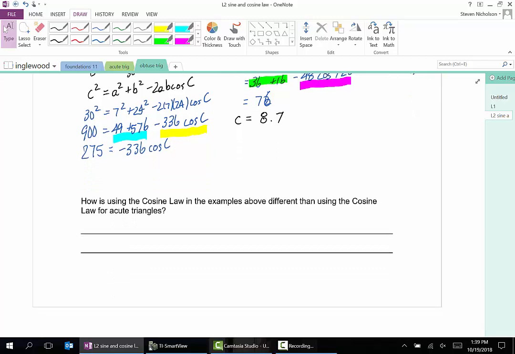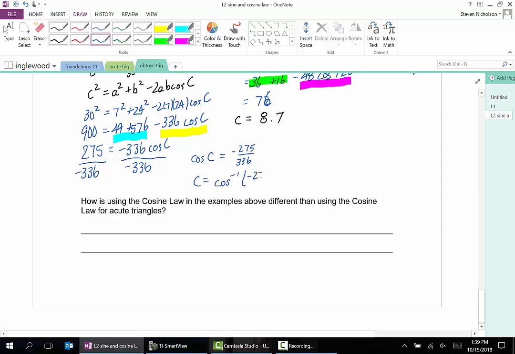And now what we're going to do is get rid of the negative 336 by doing a division. And we're going to get cosine of c is equal to whatever that equals. So I'm going to say negative 275 over 336. And now we're going to find the angle, which is, press the second cosine. So second cosine of negative 275 divided by 336. And our calculator gives us 145 degrees.